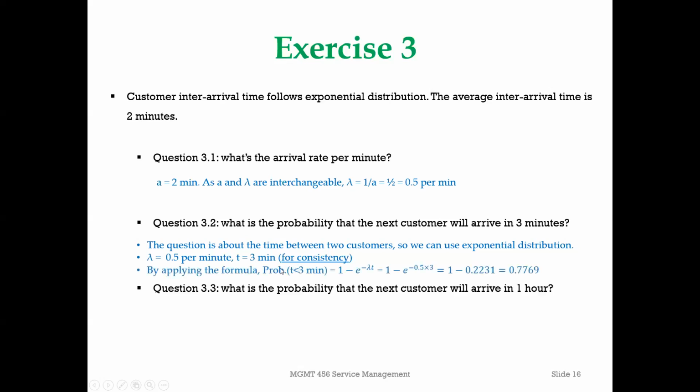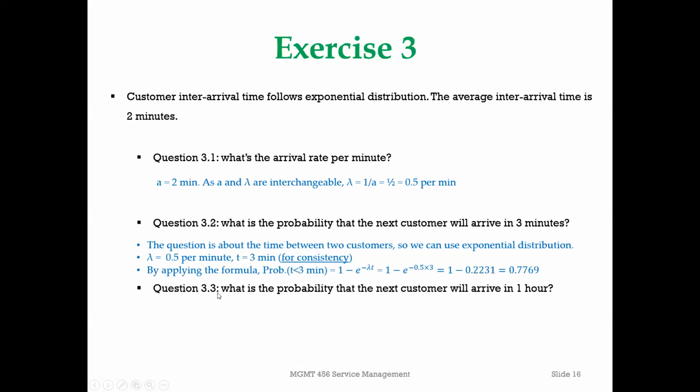We can use the formula. This is talking about inter-arrival time less than 3 minutes, so we use this formula: 1 minus the exponential function. We plug in the right values for lambda and t, and we get 0.7769. In other words, there's roughly a 77% chance the next customer will arrive in 3 minutes.